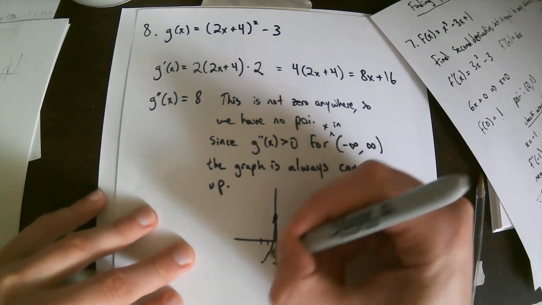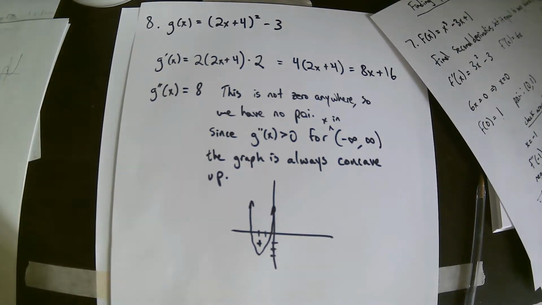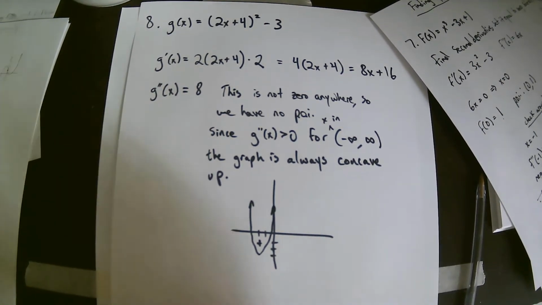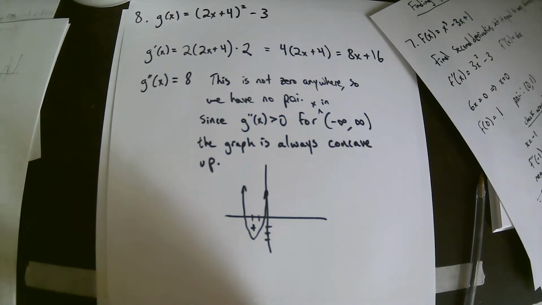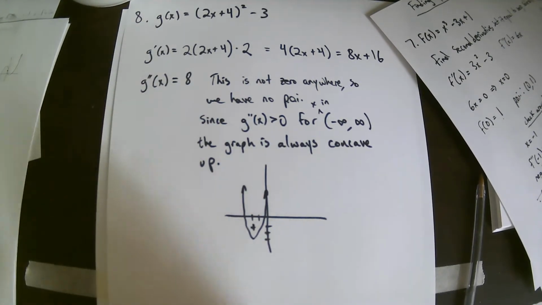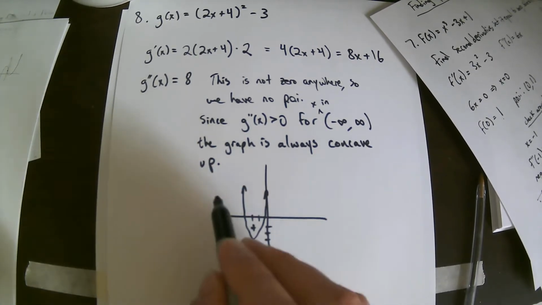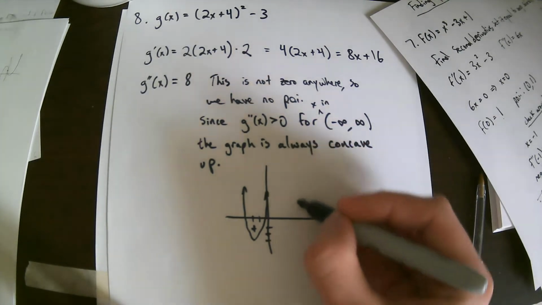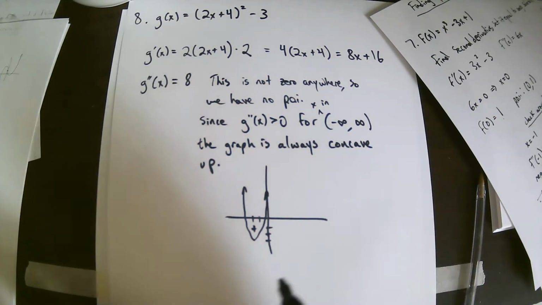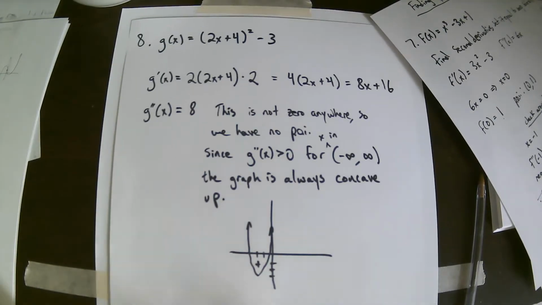Something like this. Parabolic. It's always concave up, right? It's always concave up, and there are no points of inflection, because remember, points of inflection are going to happen where the second derivative changes sign, but this is always positive. There's nowhere where this graph turns around and comes back down, so it's always concave up. And there are no points of inflection.